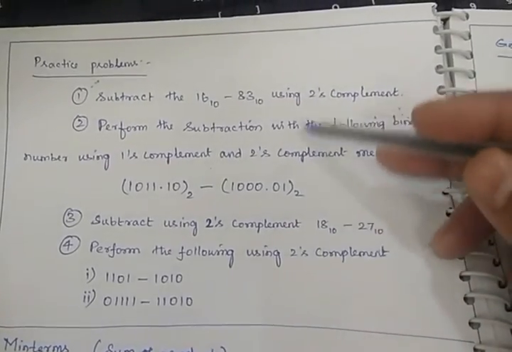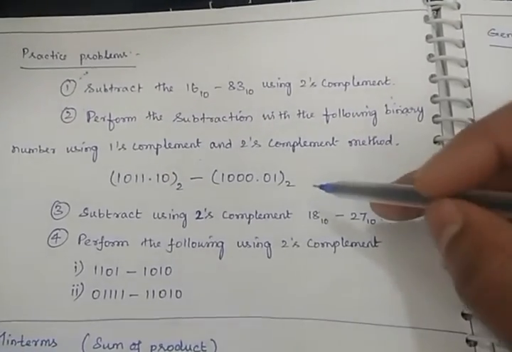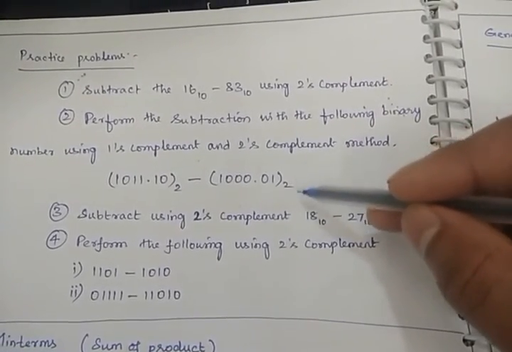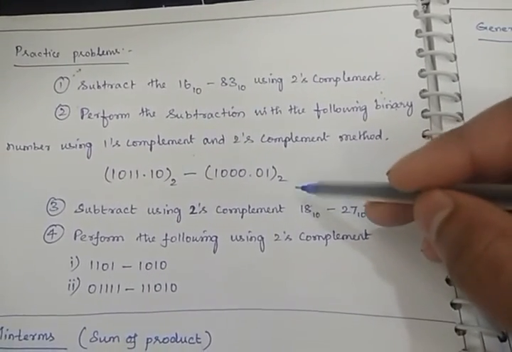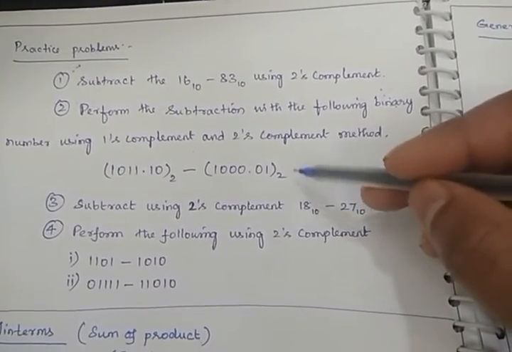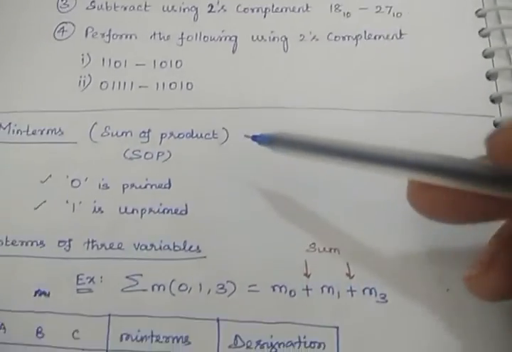Right, almost all are 2's complement. Here 2's complement is given, just practice it if you have any doubt. And the new one is here, fraction values are given in the second problem. This problem we have not discussed, just try it on your own. If you have any doubt, kindly ask me. So we'll move on to the min terms.